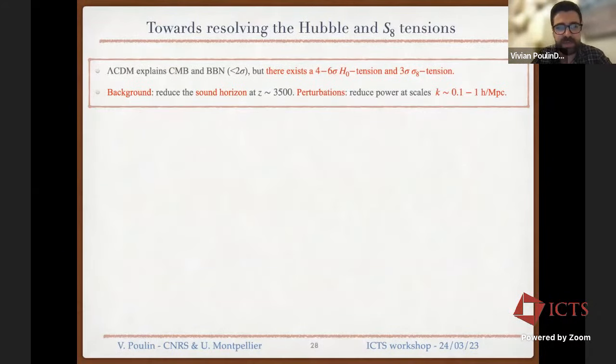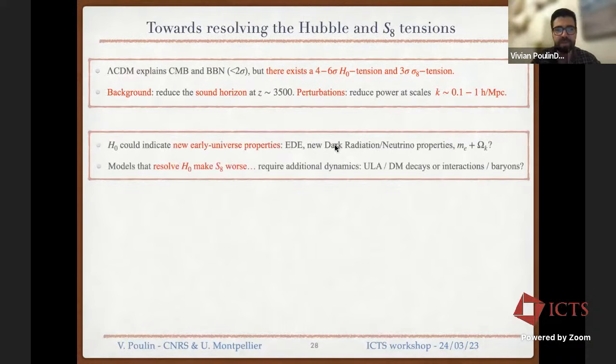ΛCDM, as I said, explains very well a variety of measurements, but now with higher accuracy, we start seeing tensions. At the background level, to explain H0, you have to reduce the sound horizon at redshift around matter-radiation equality. At the perturbation level, in order to explain sigma-8, you have to reduce power at scales of order 0.1 to 1 megaparsec. So H0 could indicate some new early universe properties.